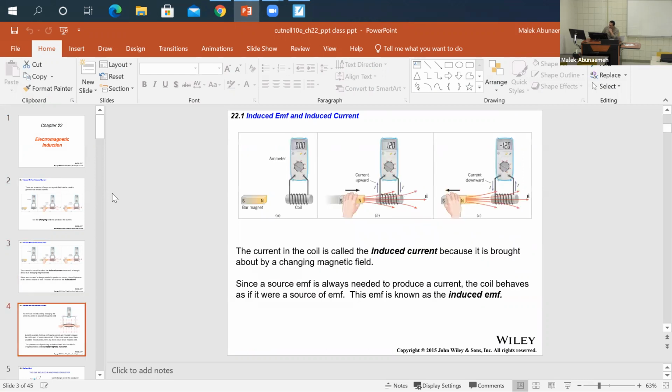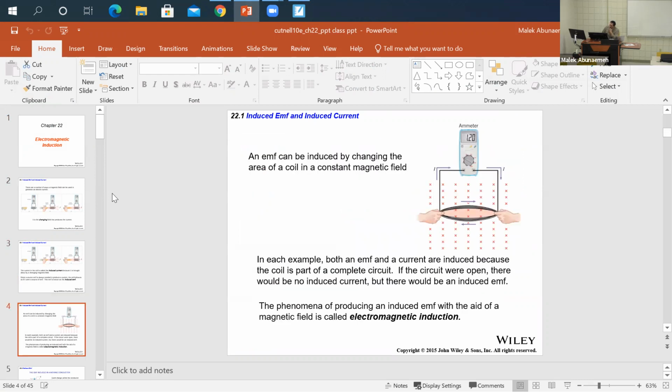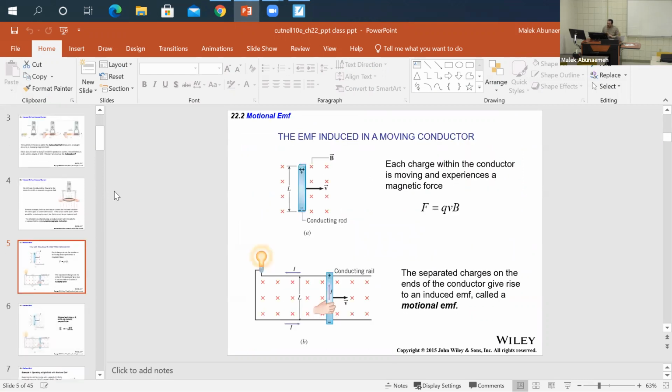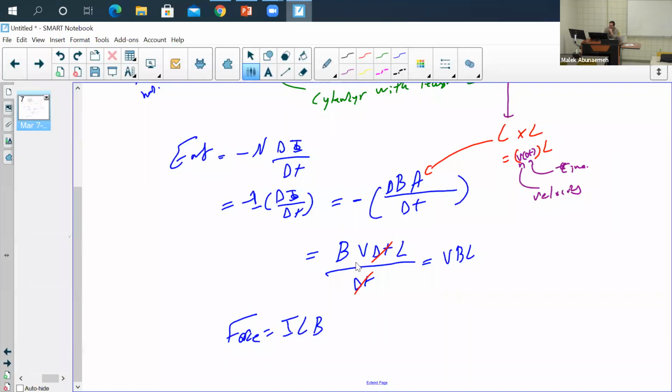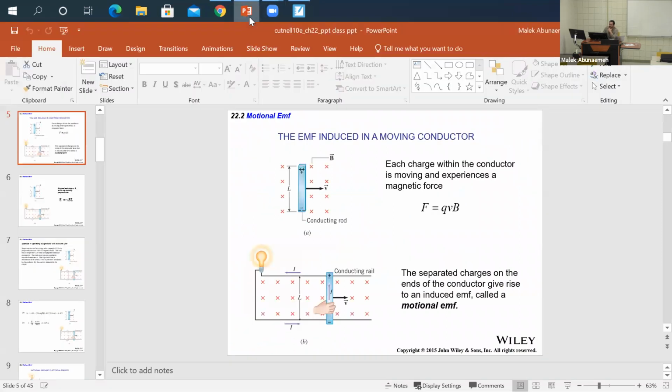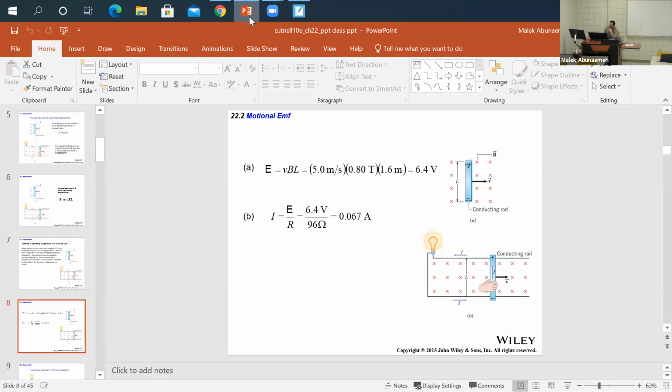So we looked at electromagnetic induction, and each charge within the conductor is moving and experiencing a magnetic force, which is going to be qvB. We actually need to write that down. So your force is also going to equal to qvB, your charge multiplied by the velocity, multiplied by your magnetic field. So let's do an example over here, shall we?